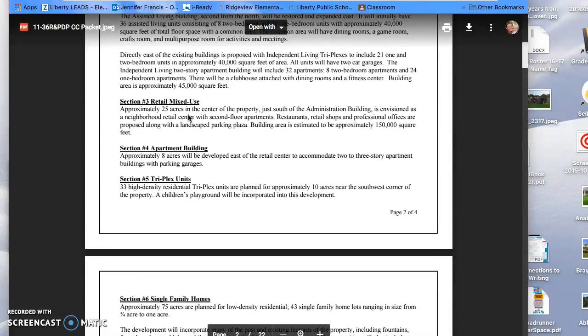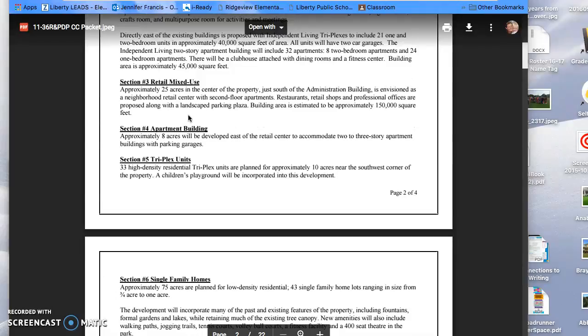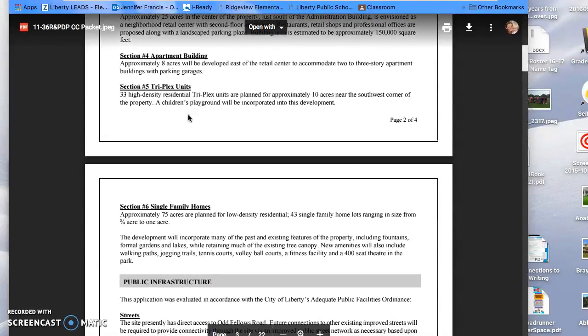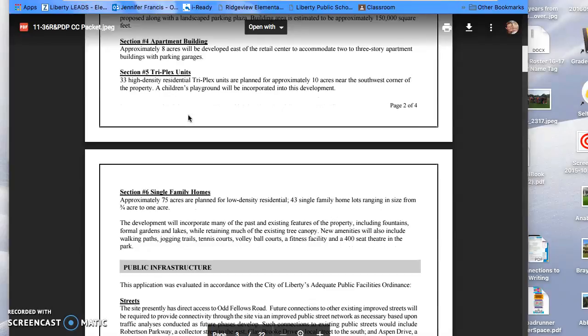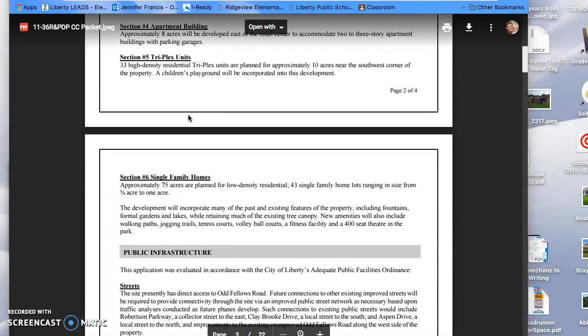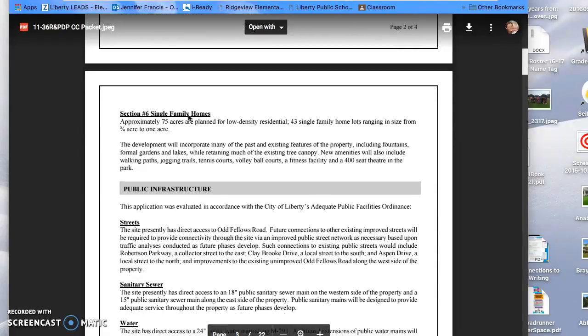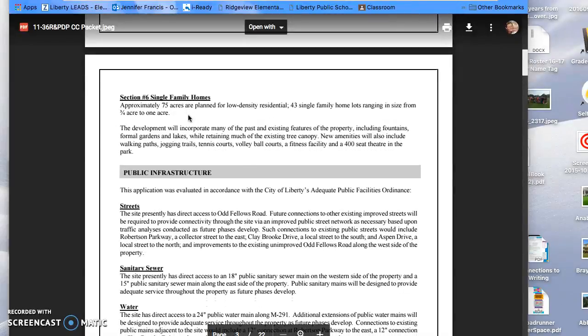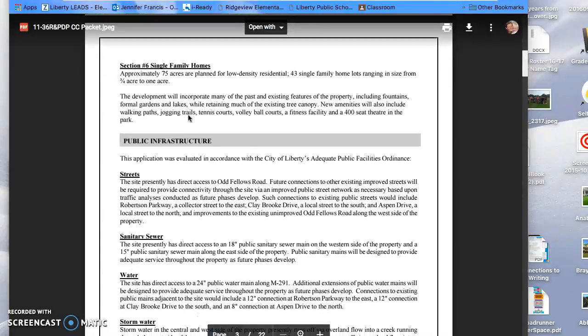Section 3 of the land, retail mixed use. So this would be anything applying to retail space, such as coffee shops or clothing stores or things like that that are going to sell some type of material. Section 4, they are proposing apartment buildings. Section 5, triplexes, and they're proposing that a children's playground be a part of the triplex. And then the last section would be single family homes. So this would be homes that sit separately, side by side, but they would not be joined to another structure.